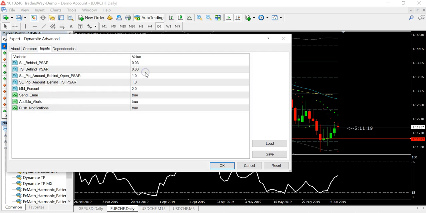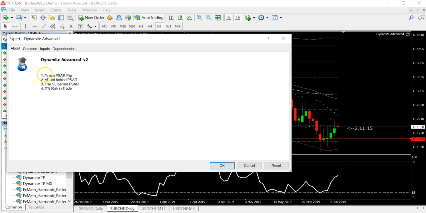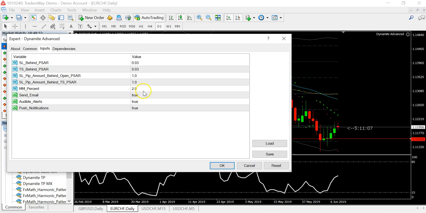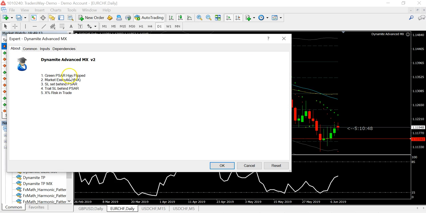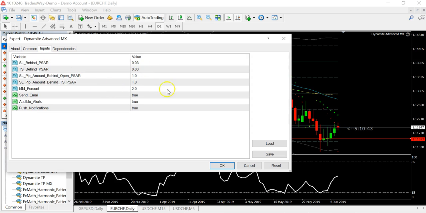Advanced. This is green SAR flips, puts you in the trade, sets the stop loss behind the SAR. The difference here is it does not exit you at the 50 or the 62. It just continues to trail the new SARs until it reverses and knocks you out. So this is all going to be the same, minus the exiting part. And then there's the market execution version, which says it here. And I'll cover that real quick as well. So these are all going to be the same.